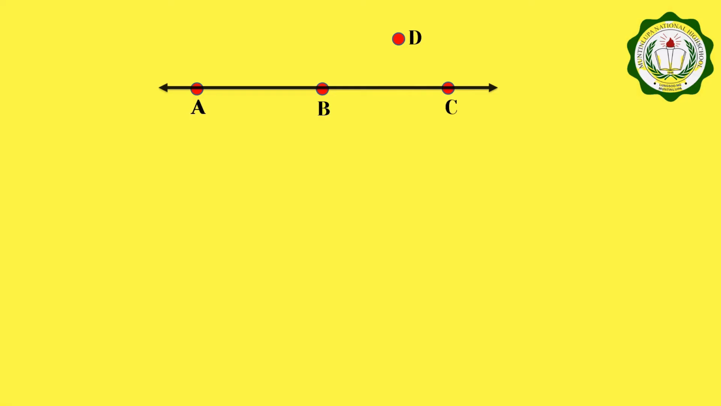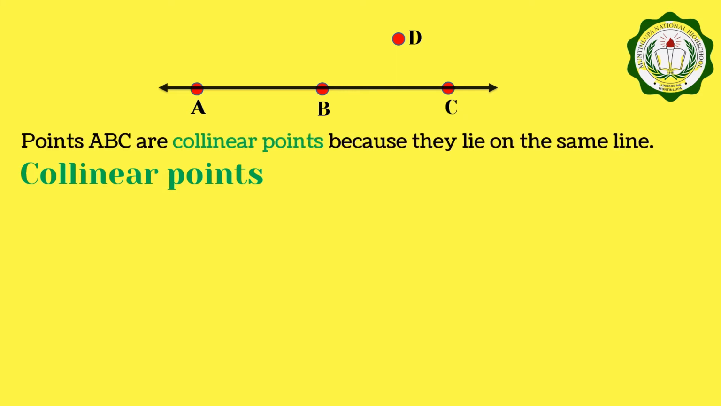Next, let us look at this figure. How many points do you see? Correct. There are 4 points. What can you say about points A, B, C? Now, points A, B, C are collinear. Why are they collinear? Okay, points A, B, C are collinear points because they lie on the same line. So, collinear points are points that lie on the same line.